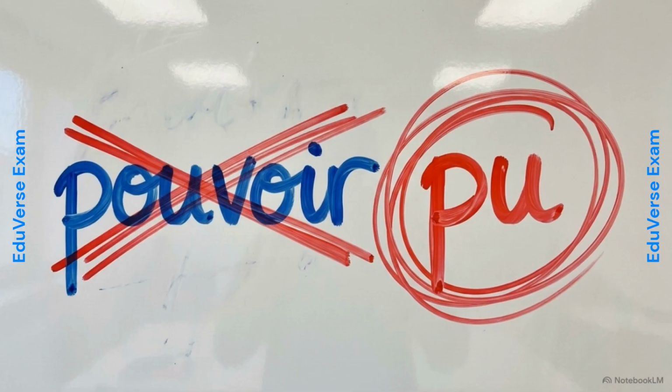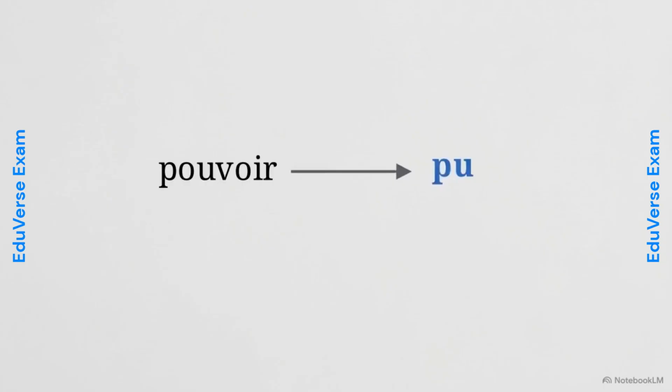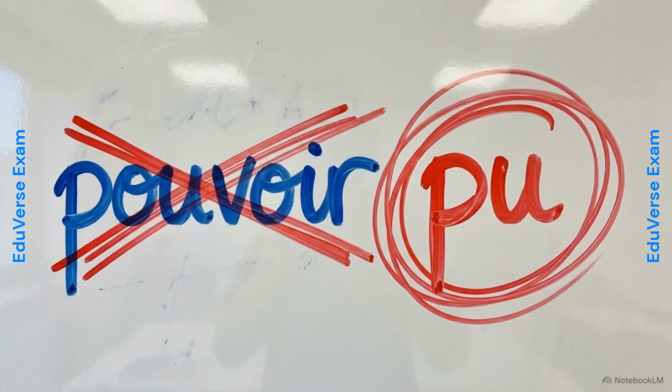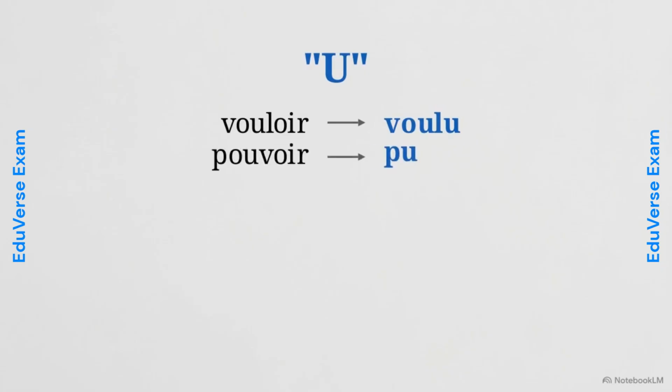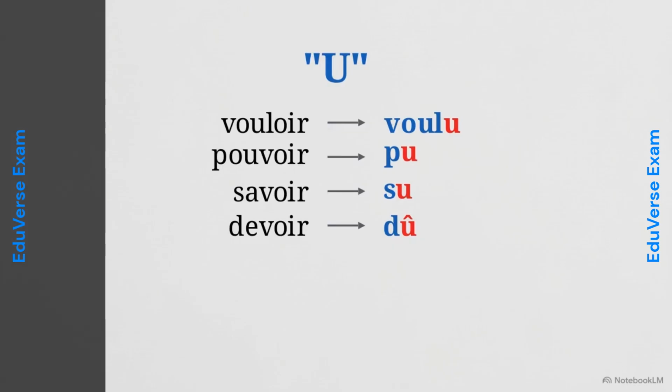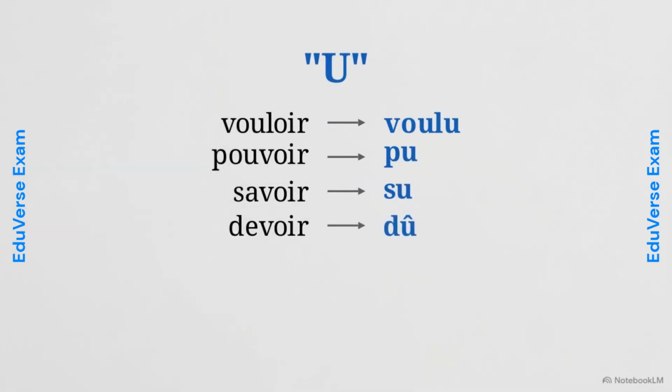This category handles irregular verbs where the verb stem changes entirely. Because the stem changes, you cannot predictably reverse engineer these words from their infinitives. Look at this list. Vouloir becomes voulu, pouvoir shifts to pu, savoir to su, and devoir to dû. They all adopt a single U ending.